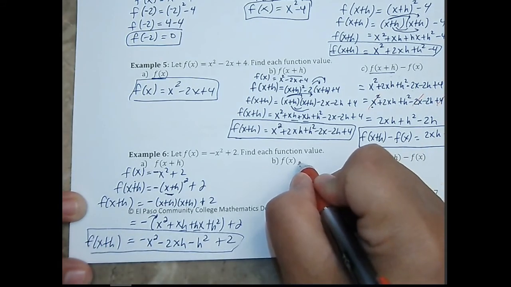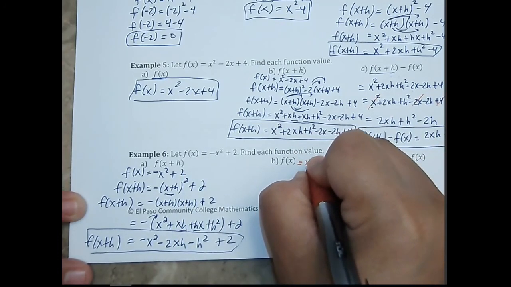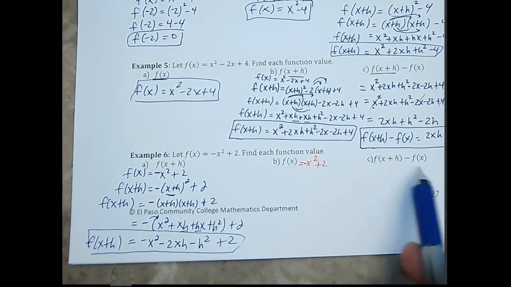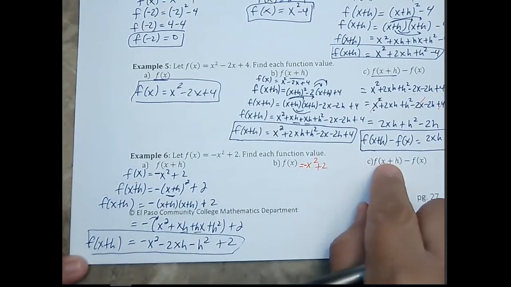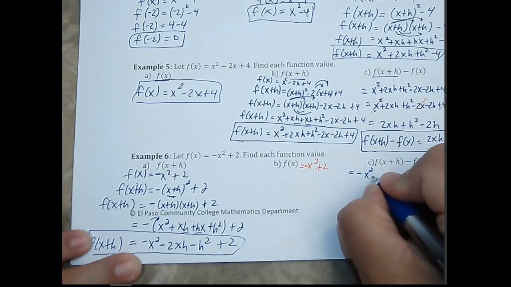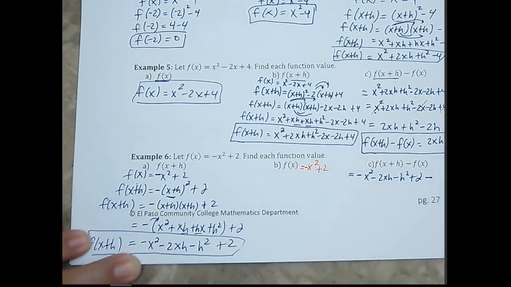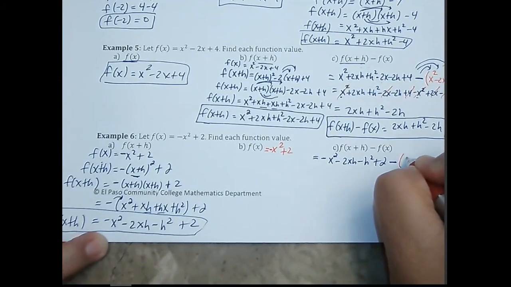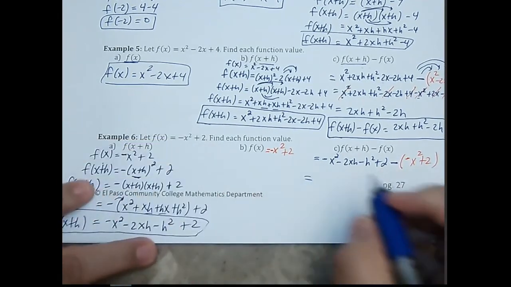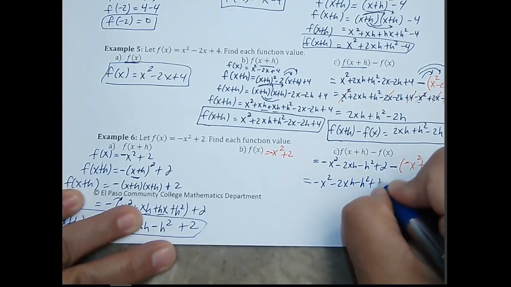For f of x is just going to be itself. So I'm going to rewrite this here, negative x squared plus 2. And now they want us to subtract them again. And so for f of x plus h, we get negative x squared minus 2xh minus h squared plus 2, minus f of x, which is negative x squared plus 2. Let's distribute the negative, so we end up with negative x squared minus 2xh minus h squared plus 2.